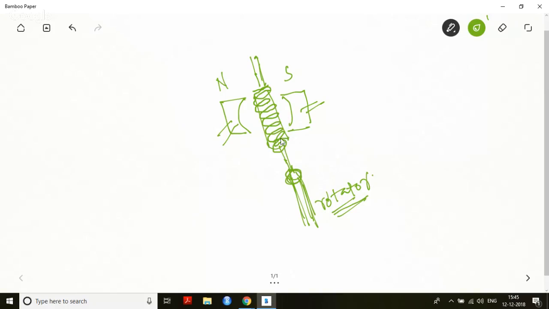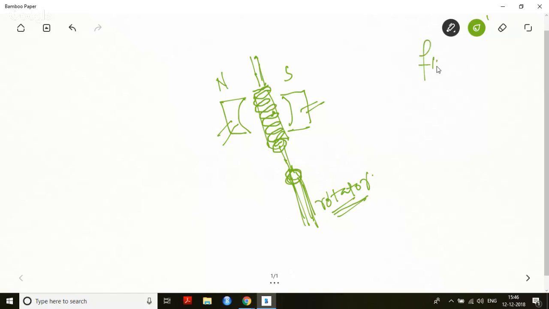moving. As soon as the core starts moving, the direction of the magnetic field at each point will keep on changing. As soon as the direction and the magnitude of the magnetic field change, there is a change in flux.